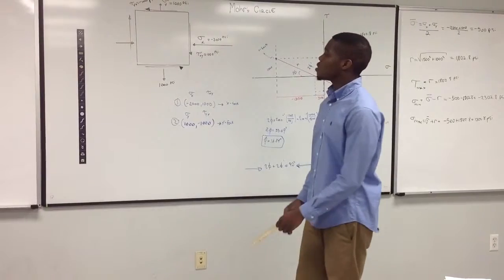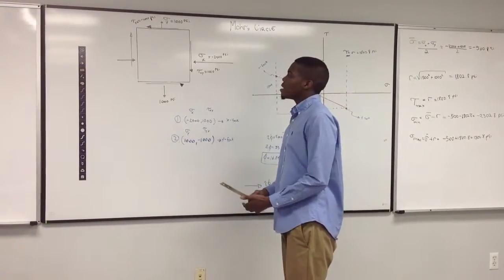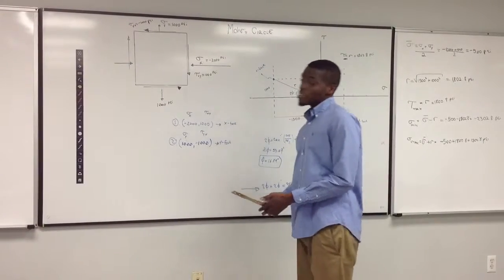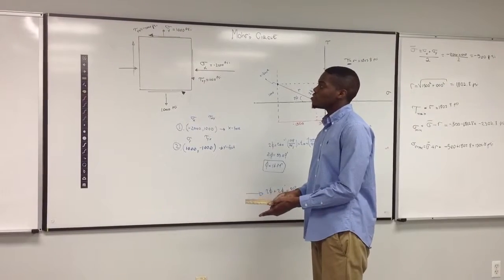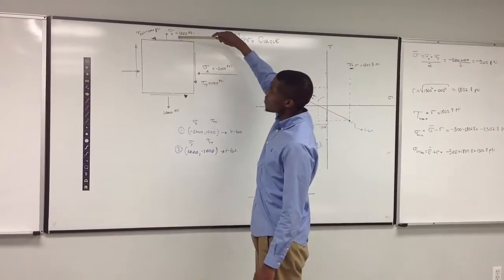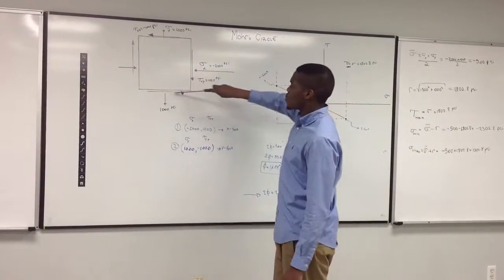A key point to note is that the shear stresses must be equal in magnitude, but opposite in direction. When it's opposite in direction, you're able to have equilibrium. As you can see, the arrows are moving in the opposite direction, this one going that way, and this one going this way.